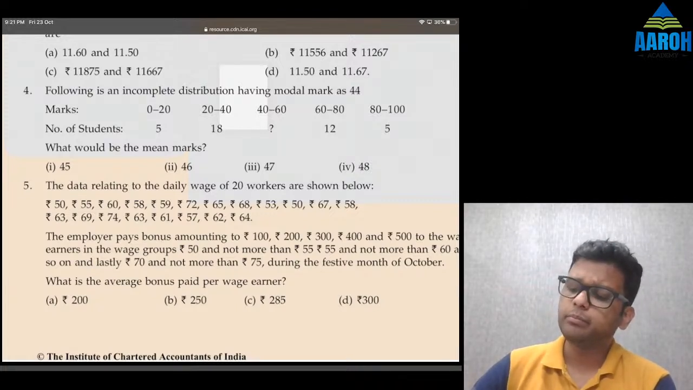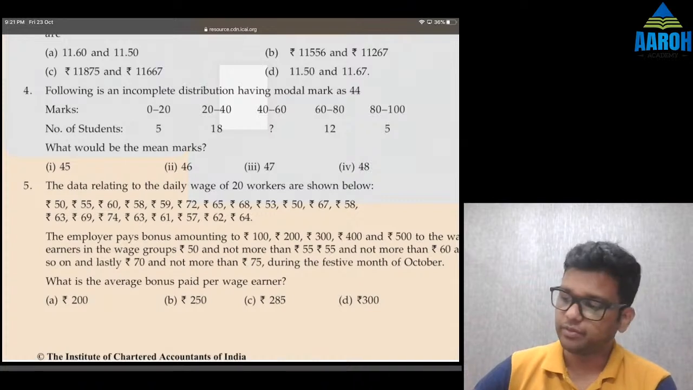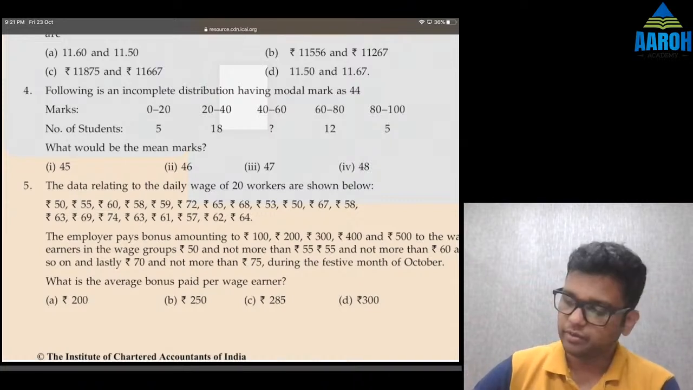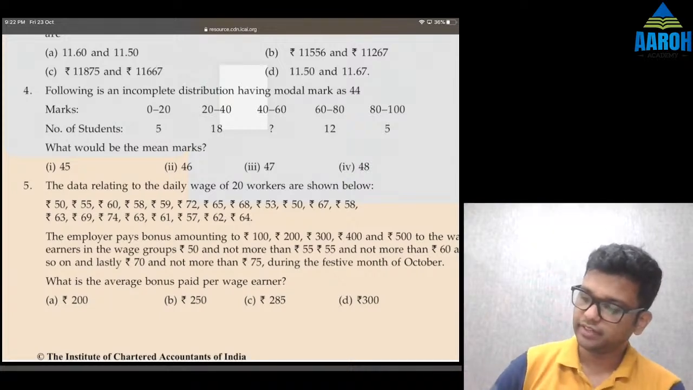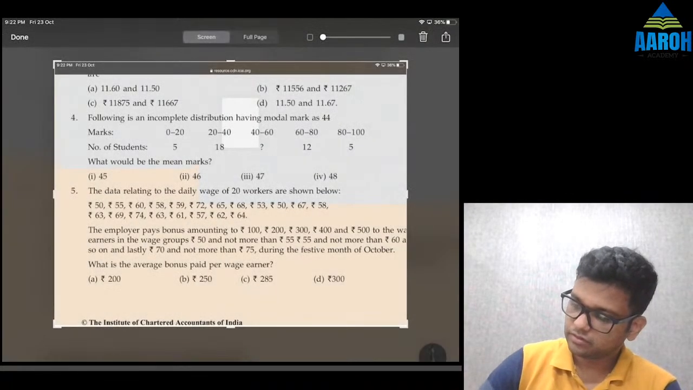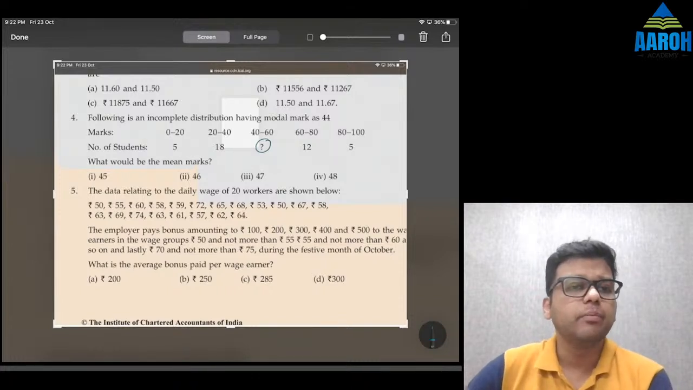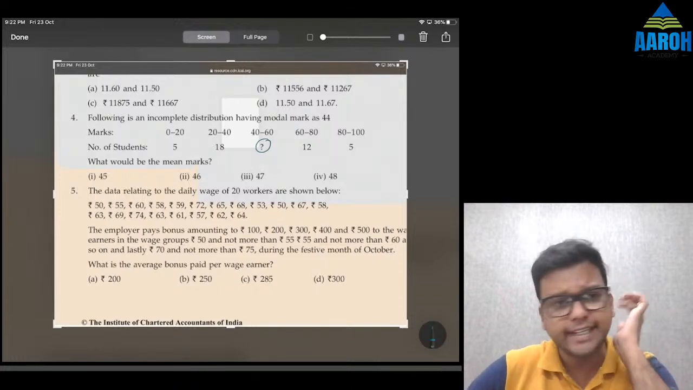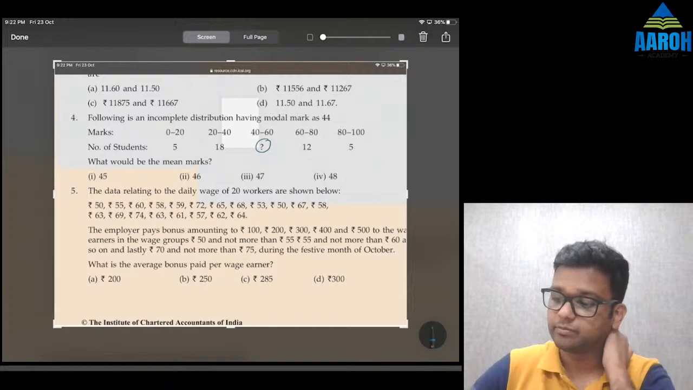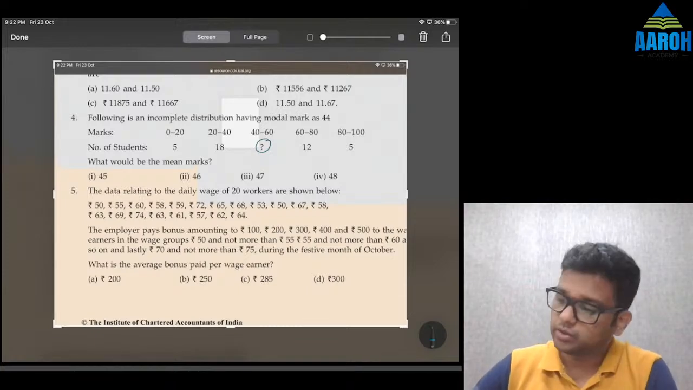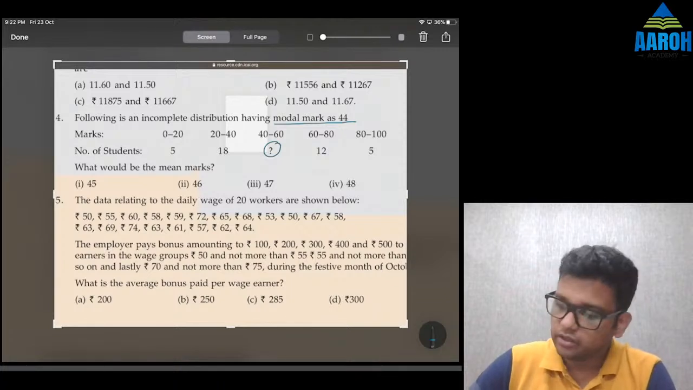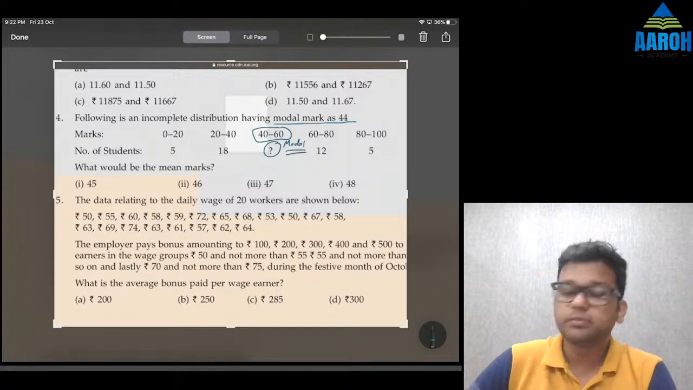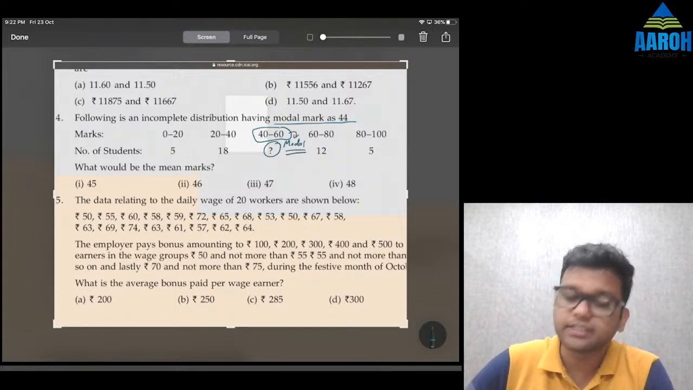Following is an incomplete distribution having modal mark as 44. So they are saying mode is 44 and distribution is given, it is incomplete. We don't know this frequency. What would be mean marks? Now for mean we'll need that frequency, right? Now understand how to solve that. Modal mark is 44, that means mode is 44. That means this must be modal class, because 44 is in this class, right?